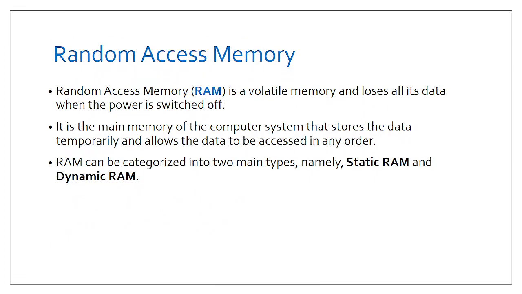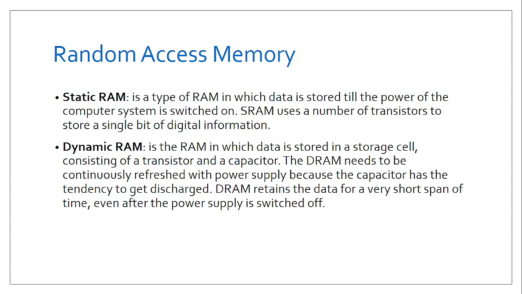Then we also have 2 types of memory, static and dynamic RAM, right? So static is stored till the power of the computer is switched off. Yeah, this one is a bit expensive, right? And then you have dynamic RAM, which is stored in storage cells consisting of capacitors. When the computer is refreshed, maybe when the capacitor is discharged, whatever is stored in the dynamic RAM is normally lost, right?